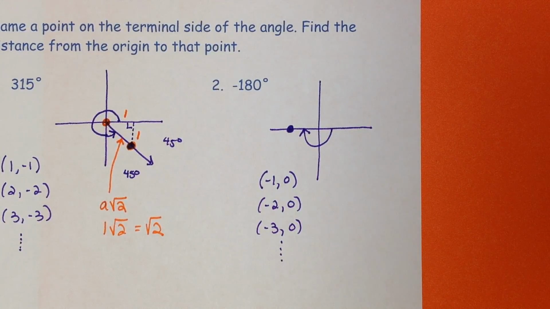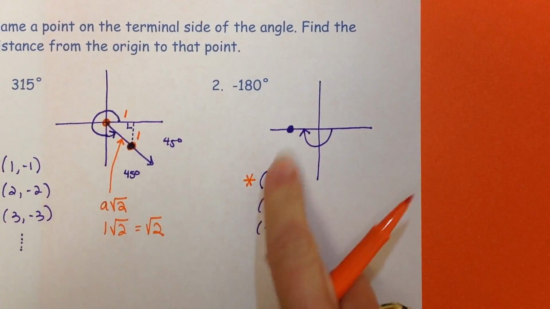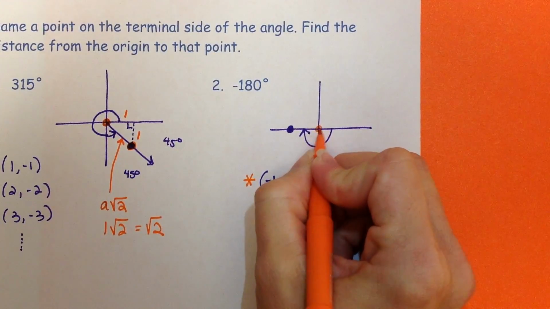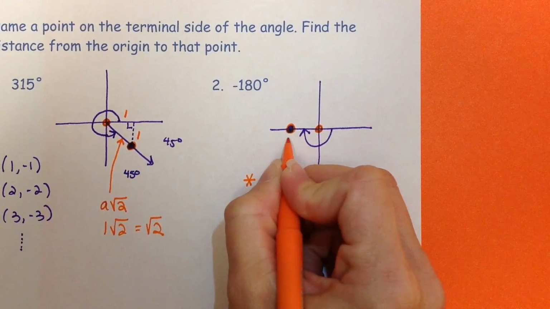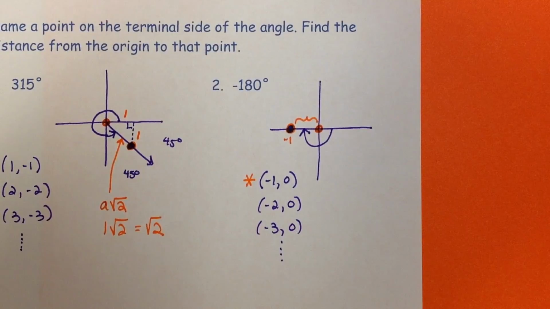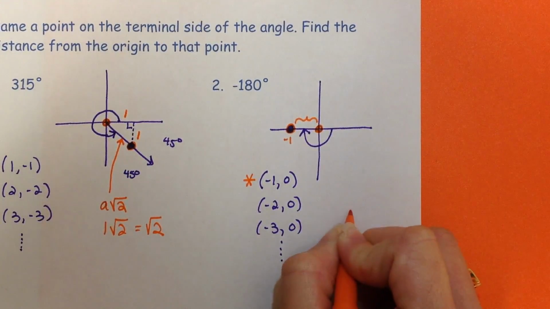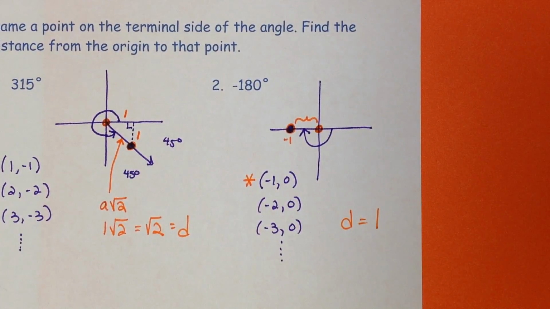Now, finding the distance from the origin to the point. So if I go with, let's just say that this point that I have marked is negative 1, 0. So I want to know the distance from the origin to the point. Well, if that's located at negative 1, then that distance that I have right there is simply just 1. So that distance is 1, like this is the distance here. Okay? Alright, next.